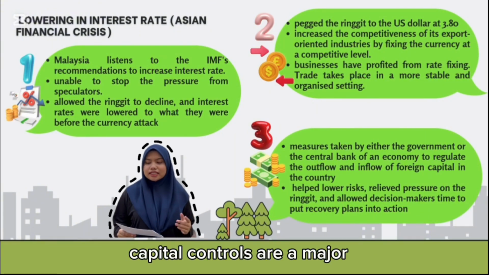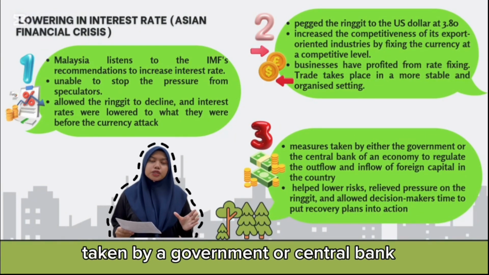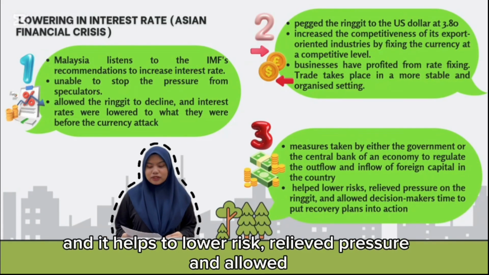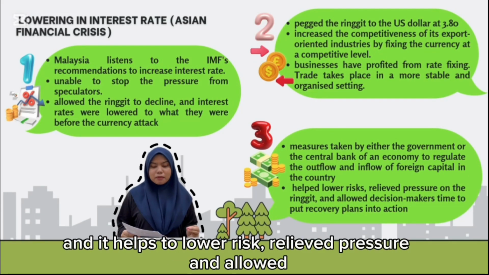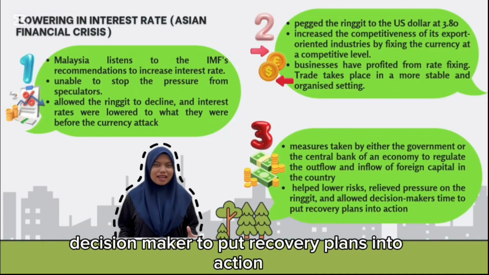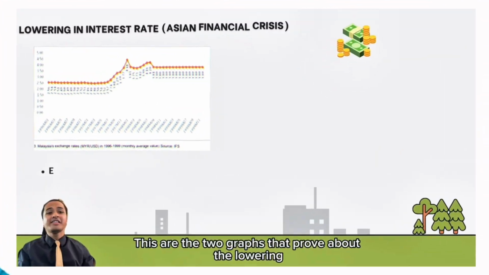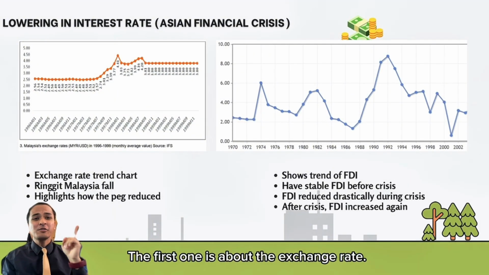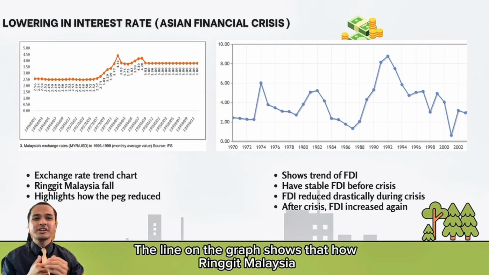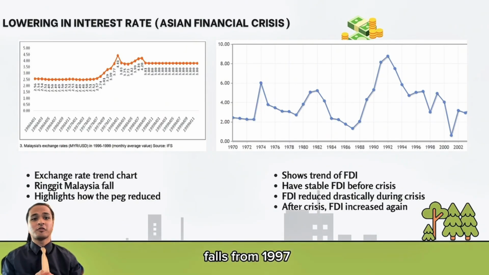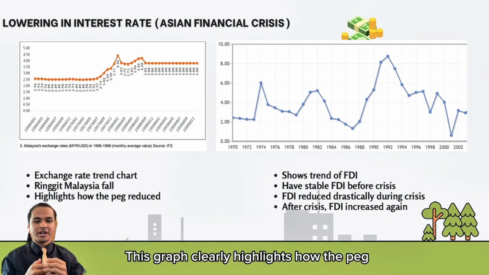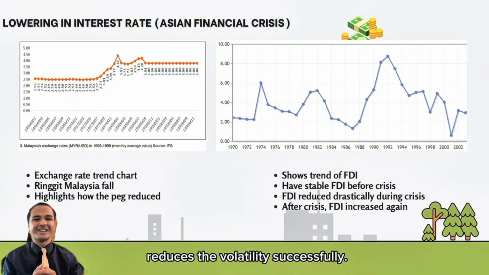Capital controls are a measure taken by a government or central bank to regulate the outflow or inflow of foreign capital, and it helps to lower risk, relieve pressure, and allow decision makers to put recovery plans into action. These are the two graphs that prove the lowering in interest rate during the financial crisis. The first one is about the exchange rate. The line on the graph shows how the ringgit Malaysia falls from 1997 to 1998 until the peg at RM 3.80. This graph clearly highlights how the peg reduced the volatility successfully.